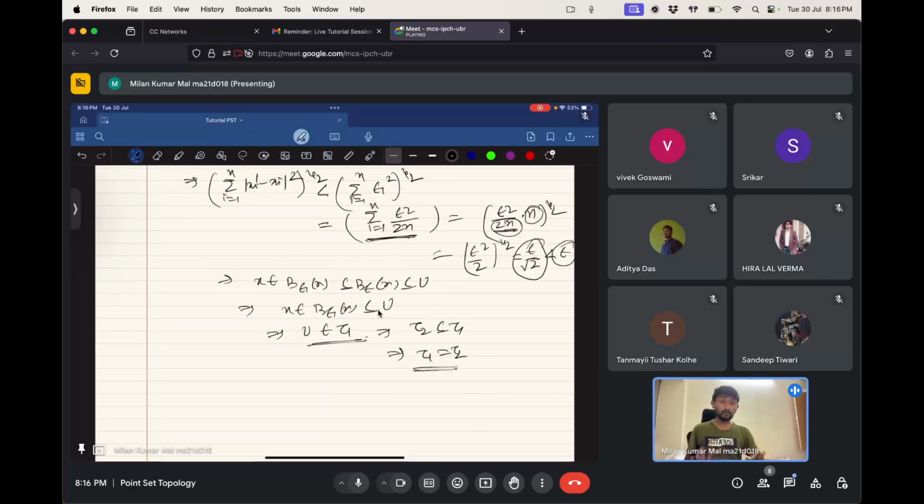Doing all this, that means tau 1 is equal to tau 2. That means we have the same topology, the same collection of subsets, right? Is it clear? First I have proved that tau 1 is a subset of tau 2, and secondly that tau 2 is a subset of tau 1.